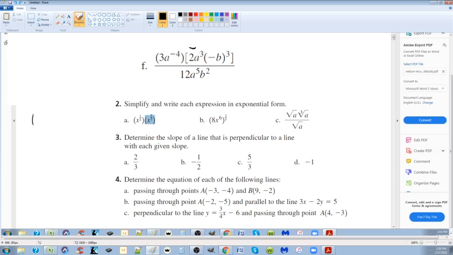What's minus 4 plus 3? It's minus 1. So we just have a to the minus 1 would be our only thing. Just make it minus 1 up here.